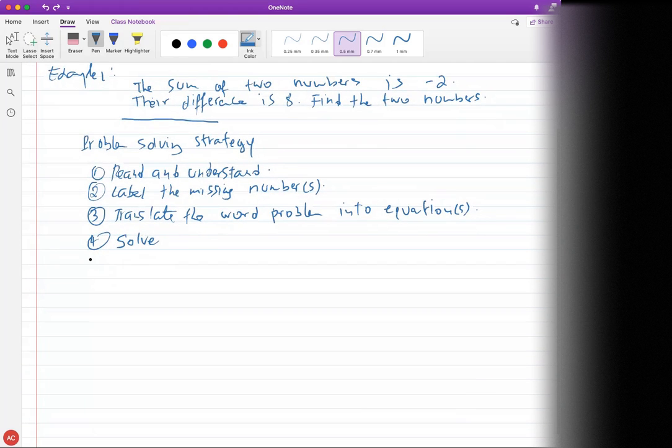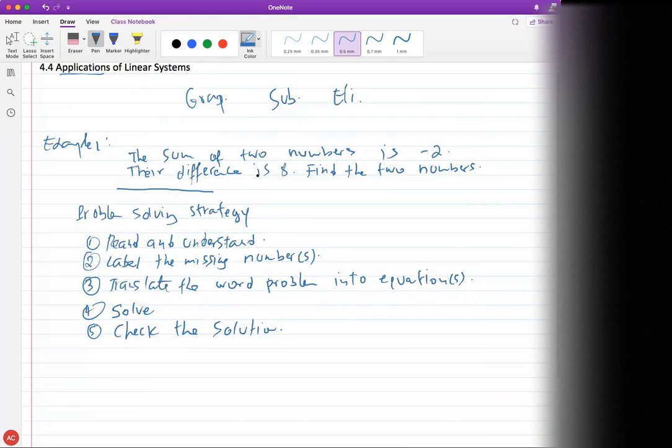Let's actually write it right here. Check this solution. Make sure your solution works. You've got to check it against the original problem and see if that makes sense. Do those numbers make sense? If not, you've got to backtrack your steps and see where you made the mistake.